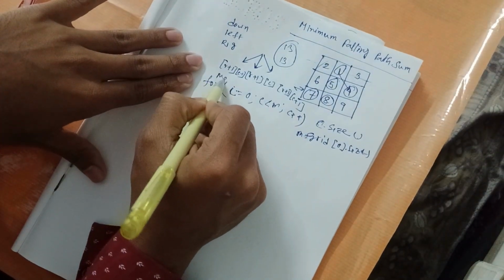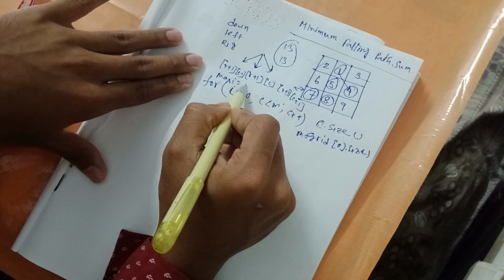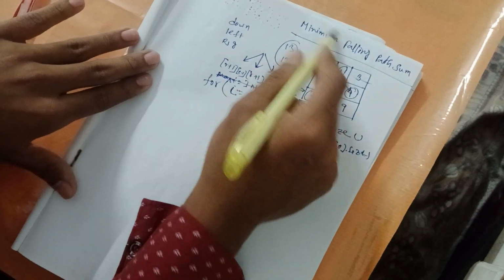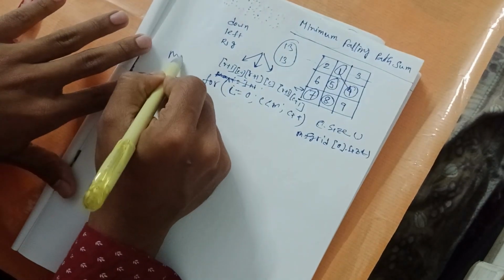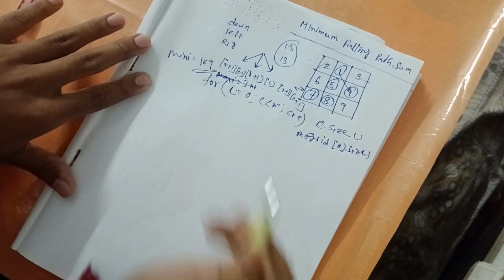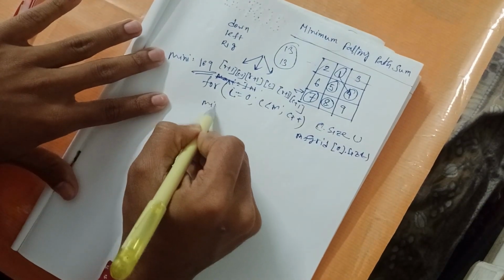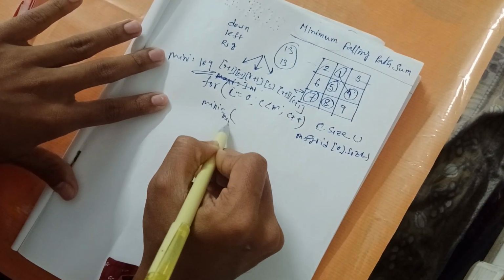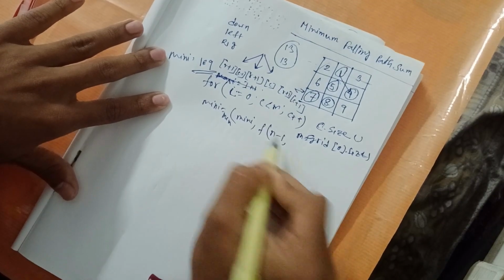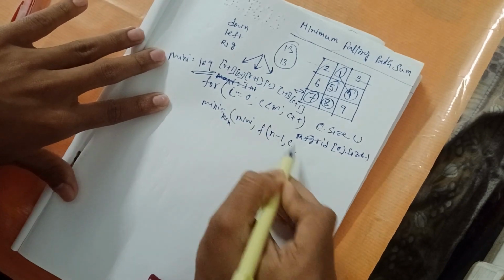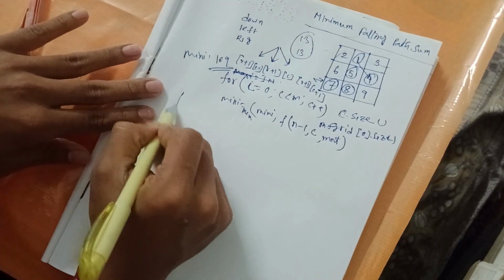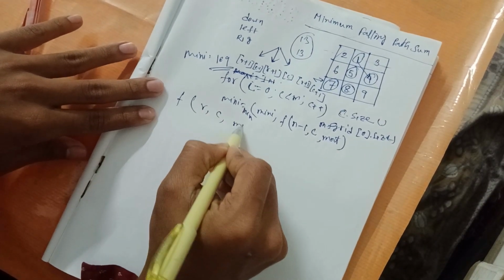Then first of all, find the minimum. You write int mini, not maxi, because I need the minimum path sum. So I initialize mini with 1e9, a max value. Then mini equals the minimum of mini and the function of n minus 1 row and any column of the matrix. Then you write the main function with row, column and matrix.